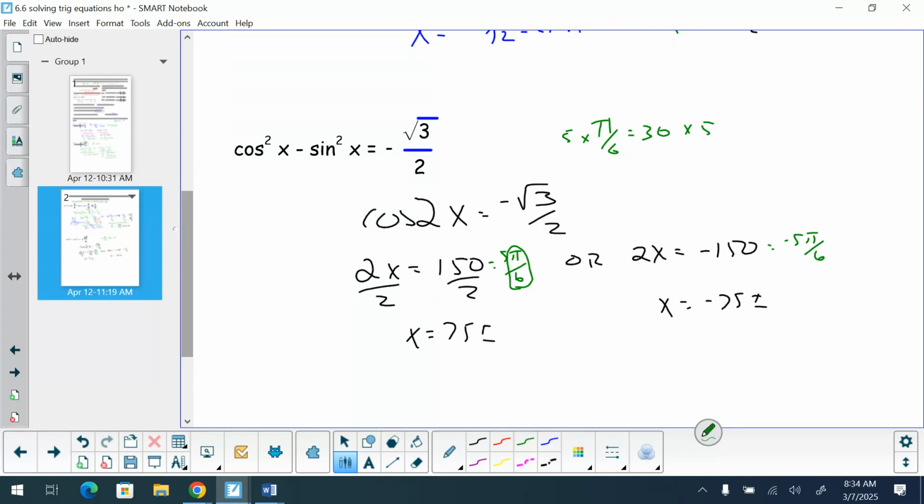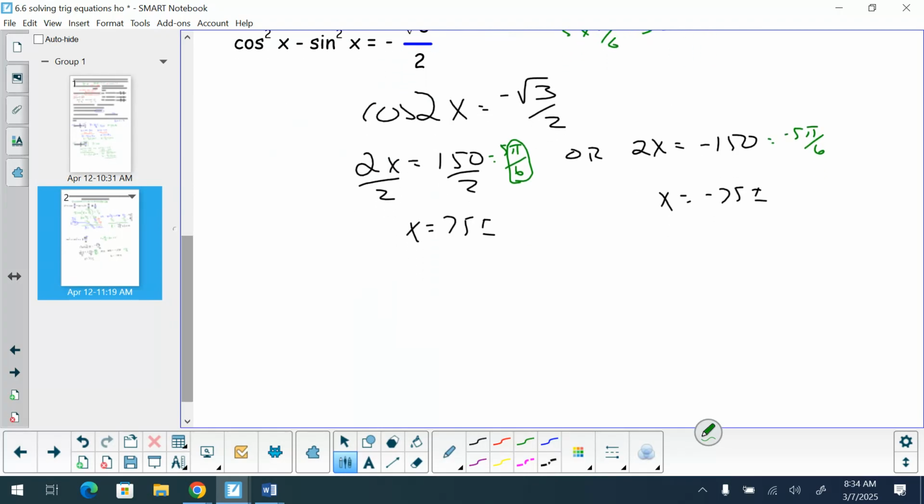So we have 5 pi over 6 that we have to divide by 2, or we can think of this as multiplying by a half. So we have 5 pi over 6 times 1/2, which gives us our 5 pi over 12. If I take 75 degrees and change it back into radian form, in terms of pi, I would come back to my 5 pi over 12.